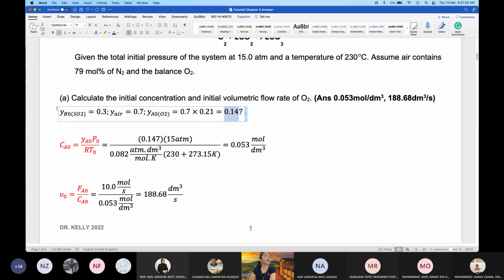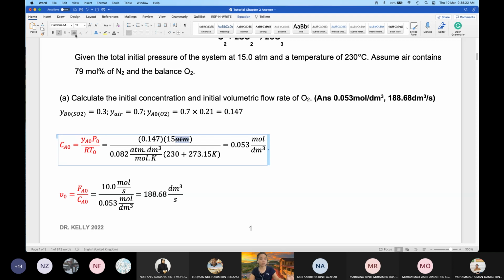So you just multiply 0.147 with 15 atm, the initial total pressure. You divide with, again, not our gas constant value. So in this question, our pressure unit is ATM. So I will find the gas constant value of R with the ATM unit.